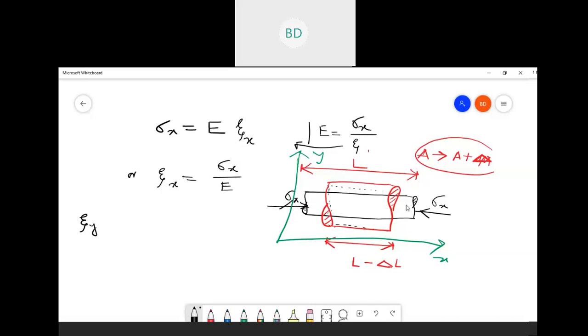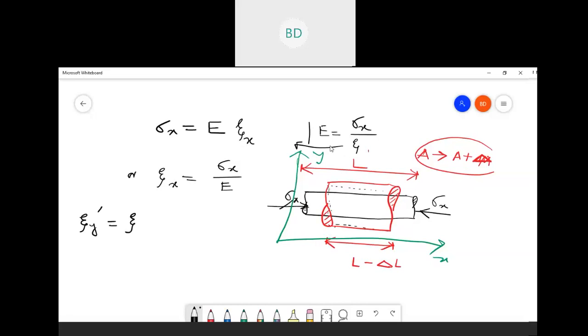Now if you compress it, it is a common idea that it will get shortened, and due to that its length will decrease. So if initially it was L, now it will be L minus delta L. And if initially the area was A, now it is increased, so that will be A plus delta A. See, this is your y-axis, this is your x-axis. In x direction it is decreased and in y direction it is increased. So one is opposite to the other, right? If one increases, the other one will decrease. So if that happens, then we can write strain in y direction.